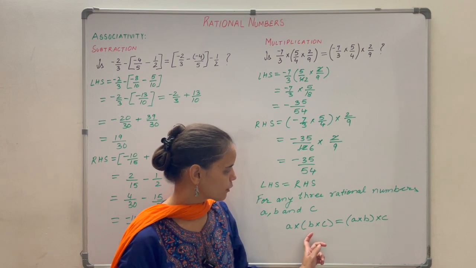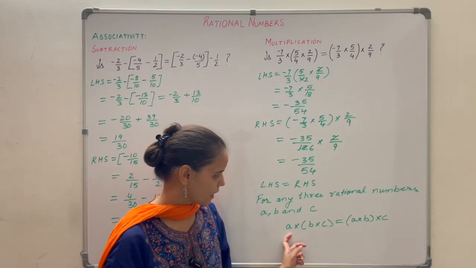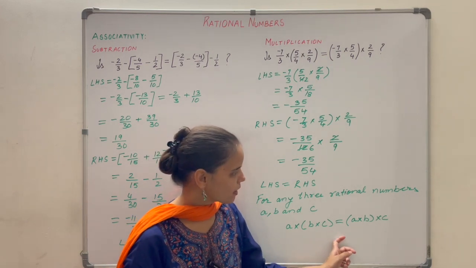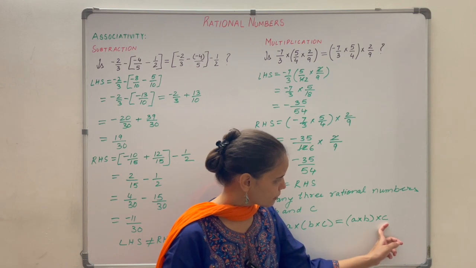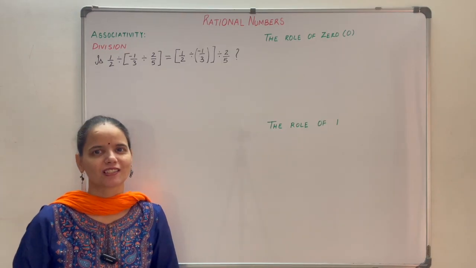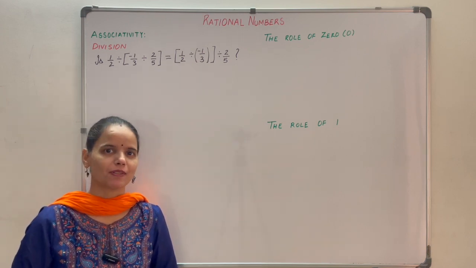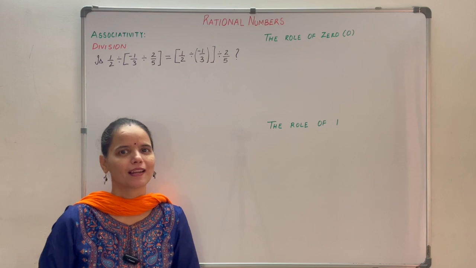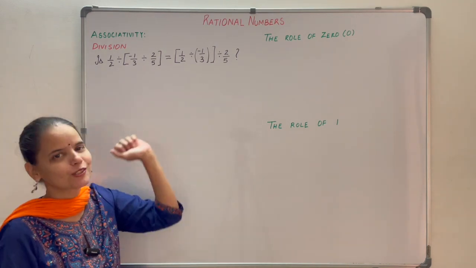On this side, first we are multiplying B into C and the result is being multiplied to A. You will get the same answer by multiplying A into B first and the result after that is being multiplied to C. You know that division is not associative for whole numbers and integers. Then what about rational numbers? Let us understand this with the help of this example. So let us check, is this side equals to this side?